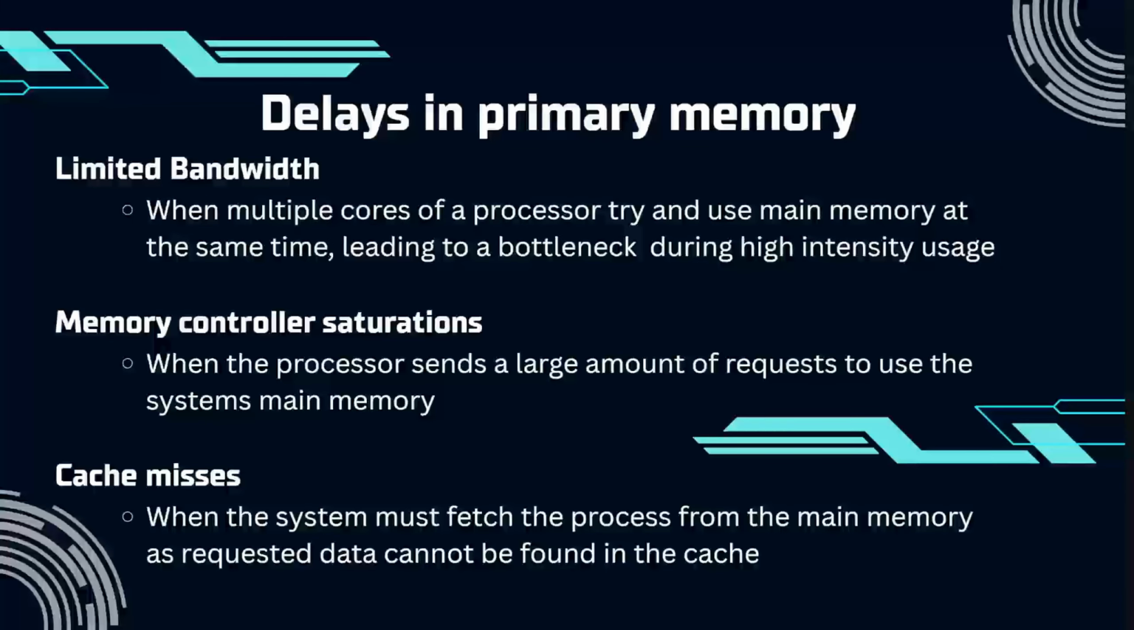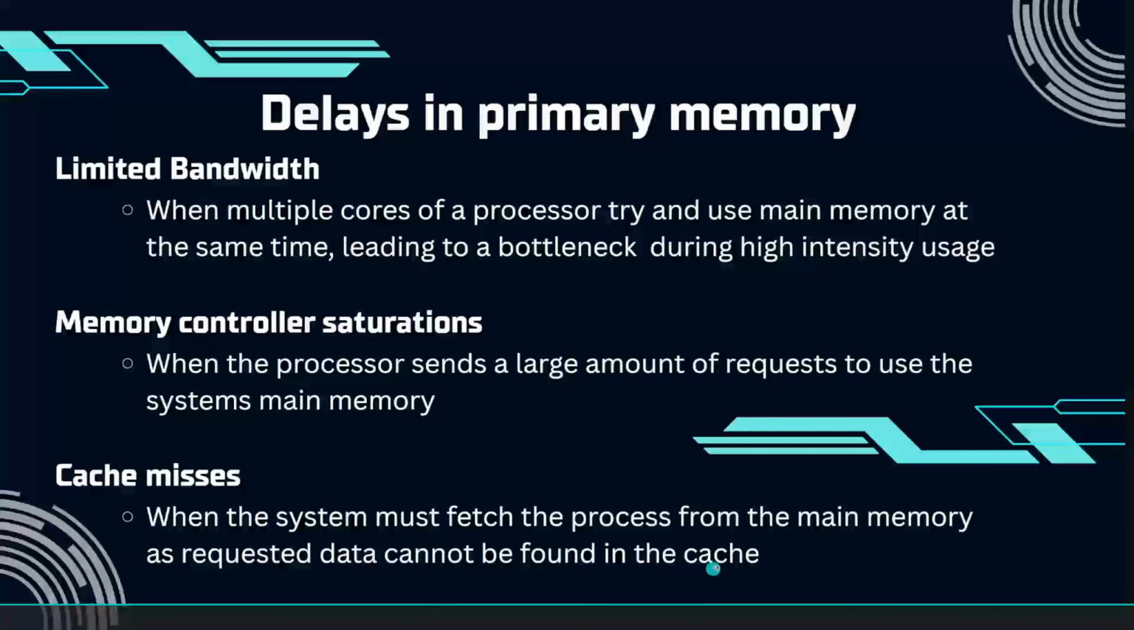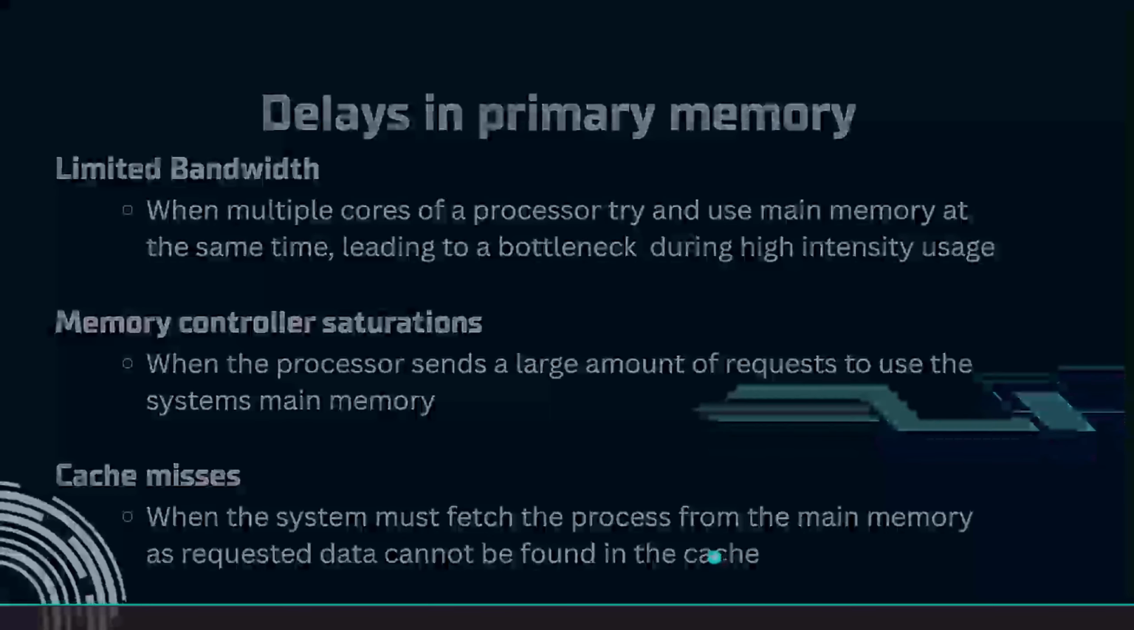There are three main causes of delay in primary memory. The first one is limited bandwidth. When multiple cores of a processor try to use the main memory at the same time, it will lead to a bottleneck during high intensity usage. The second one is memory controller saturation, when the processor sends a large amount of requests to use the system in main memory. Next is cache misses. This is when the system must fetch the process from the main memory as requested data cannot be found in the cache. That's all for delays in primary memory.